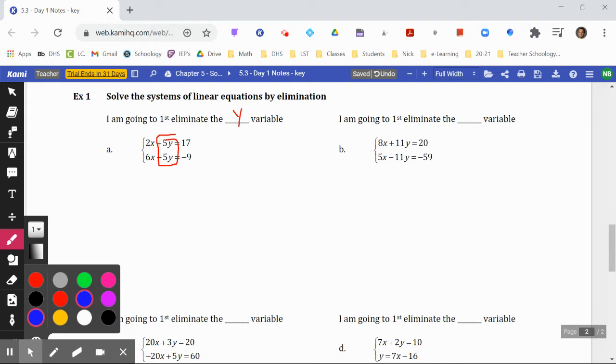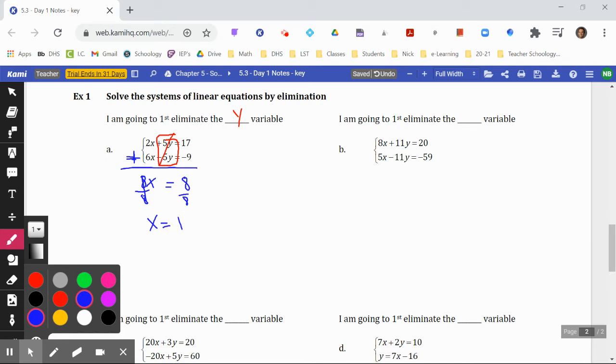All right, so again, I'm just going to need to add these 2 equations up, and my y's will eliminate here. So we get 2x plus 6x gives me 8x, right? My y's eliminate, and then we get 17 plus a negative 9 is a positive 8. So now I'm going to solve for x, right, by dividing both sides by 8, and we get x is equal to 1. All right, so I solved my first variable.